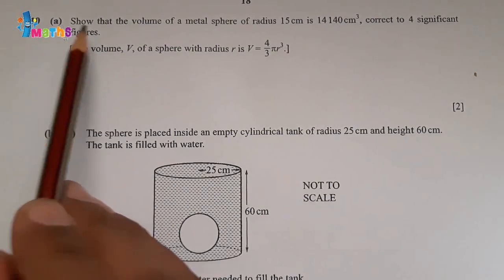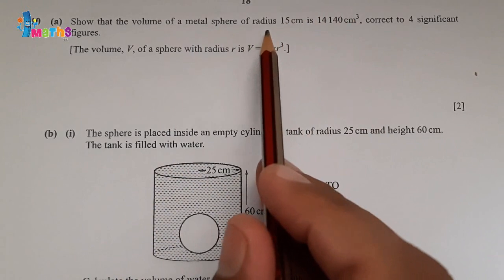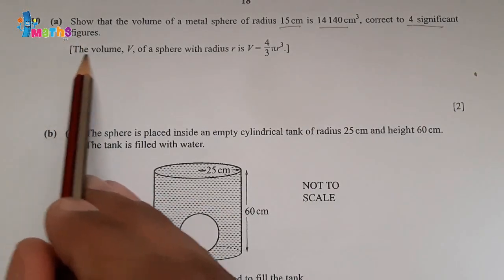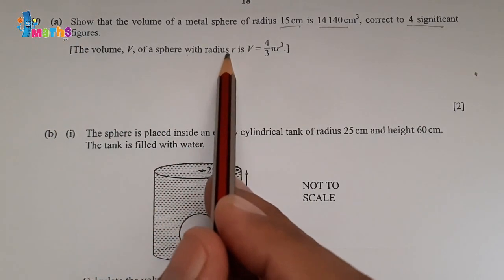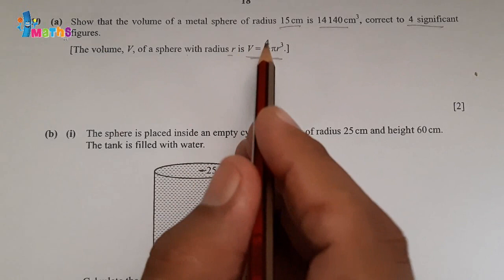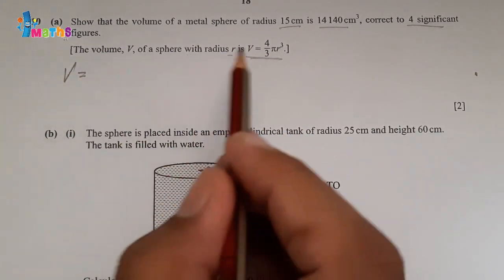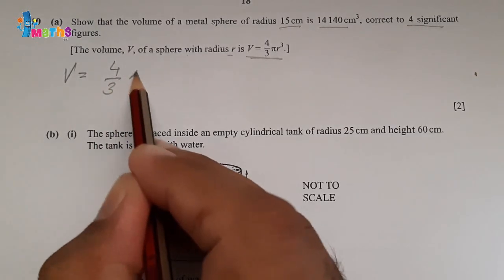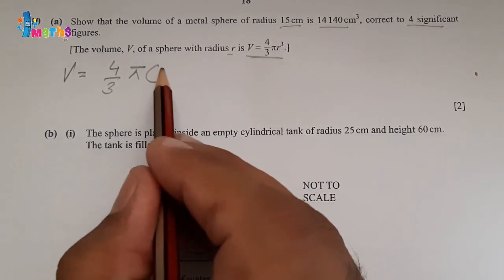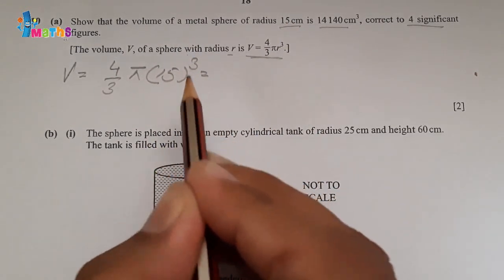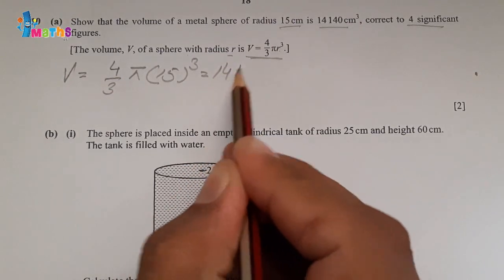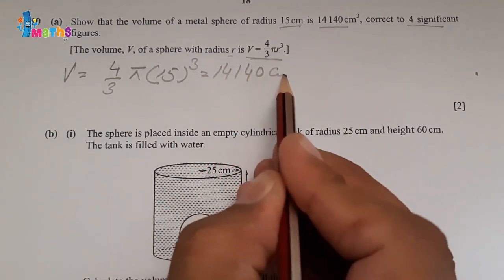Question number 10, A part: show that the volume of a metal sphere of radius 15 cm is this one, correct to four significant figures. The volume V of the sphere with radius R, the formula is provided. We'll just replace the values in this formula. So V will be equal to 4 over 3 pi R cubed. R is 15 centimeters, so 15 cubed. If we calculate, our answer will be 14140 centimeter cube.